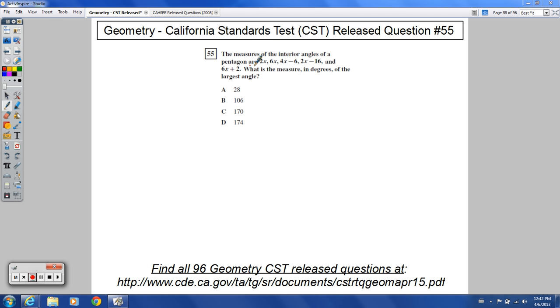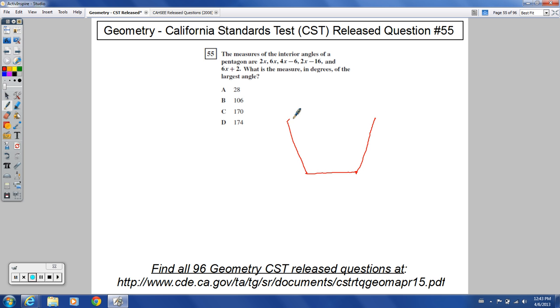Welcome to Geometry CST release question number 55. It says the measures of the interior angles of a pentagon are 2x, 6x, 4x minus 6, 2x minus 16, and 6x plus 2. What is the measure in degrees of the largest angle? I like this question. This looks like a fun, interesting question.